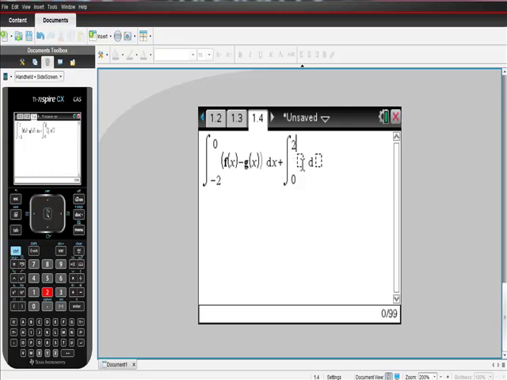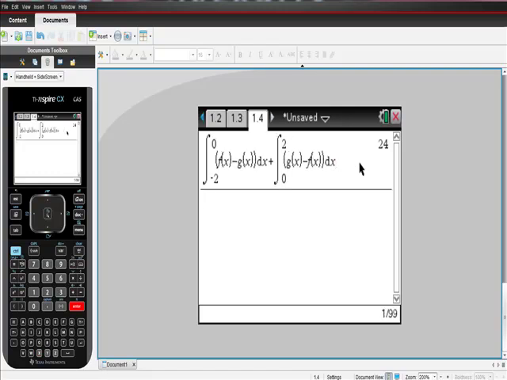But in that case, when we went from 0 to 2, remember that g of x was on top. So we're going to do g of x minus f of x dx. And that is the correct answer. So that's how I'm hoping you're going to be able to do this with your calculator.